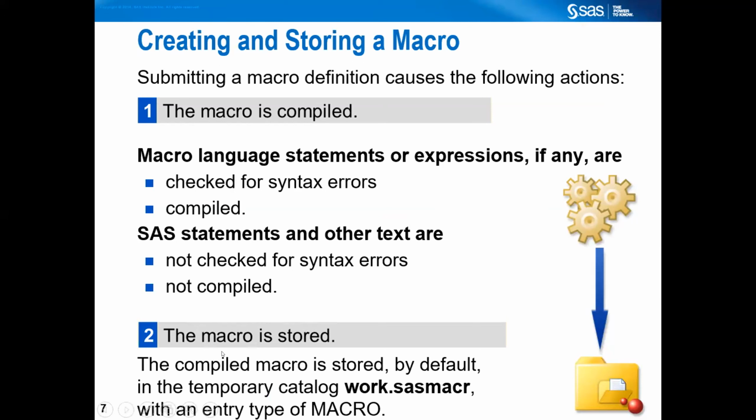And what will happen in the second step, or how it works, is that it gets stored as a macro. So it gets stored as a catalog file. The compiled macro is stored by default in the temporary catalog named work.sasmacro with an entry type of macro. All right, everyone understood now?